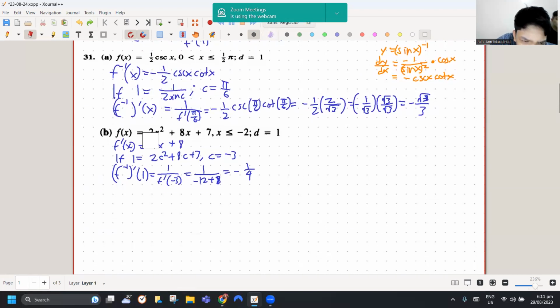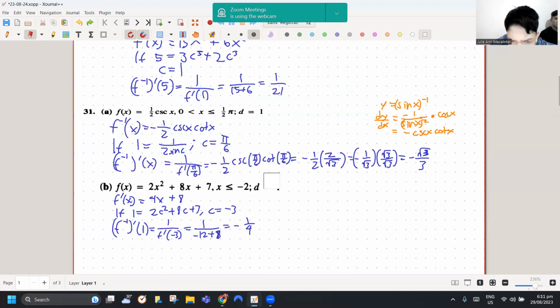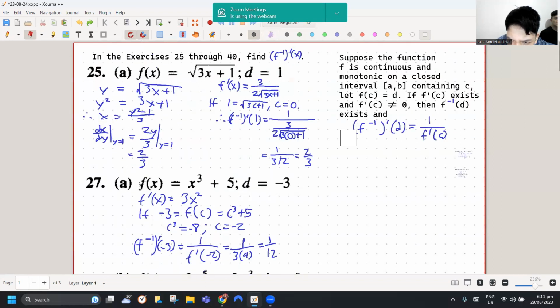For the last one, very simple. We just have a quadratic formula to wrap this up, and then we'll get the derivative, which is 4x plus 8, and then we will solve the quadratic equation when it's equal to 1, and we get c, and then we will evaluate the derivative at the c that we found, and we get the answer. So it's that simple. So that's how to get the derivative of an inverse of a function using a clearly superior method.